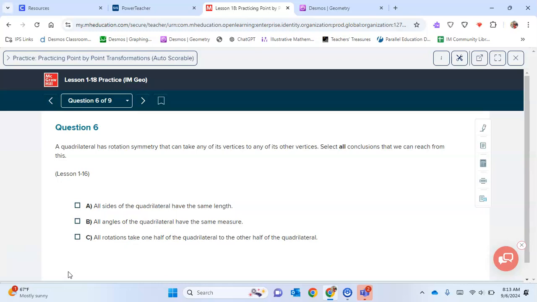Question 6, the quadrilateral has rotation symmetry that can take any of its vertices to any of its other vertices. Select all conclusions that we can reach from this. They have to have the same side length, and they all have to have the same angle measure, like an equilateral triangle.